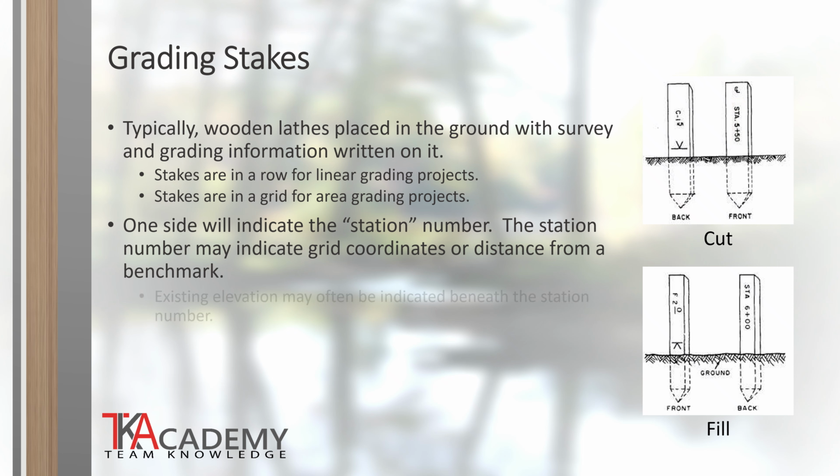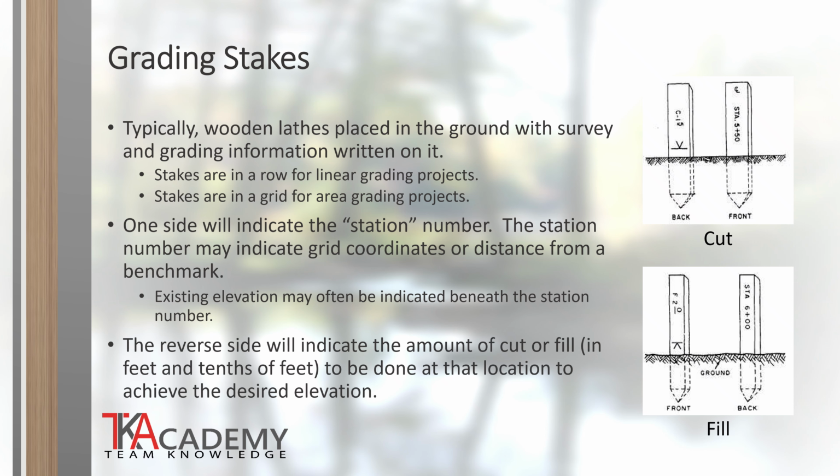Sometimes you may see the existing elevation indicated beneath the station number on the front of the grading stake. The reverse side of the grading stake will indicate the amount of cut or fill that needs to be implemented at that specific location. The amount of cut or fill will be written on the back of the grading stake with either the cut or fill symbol and the quantity recorded in feet or tenths of feet.